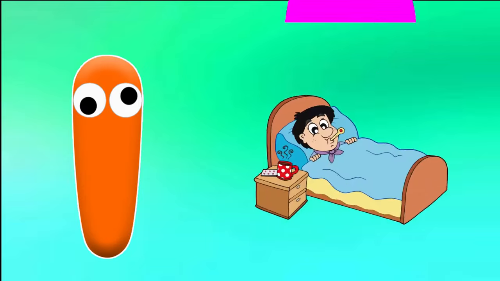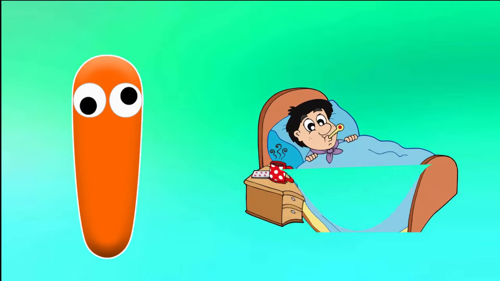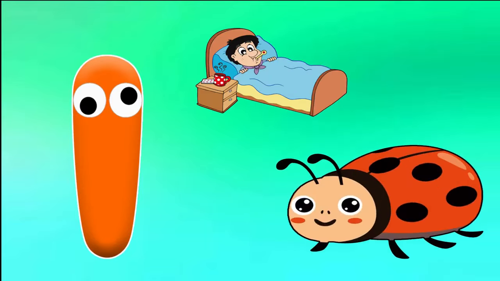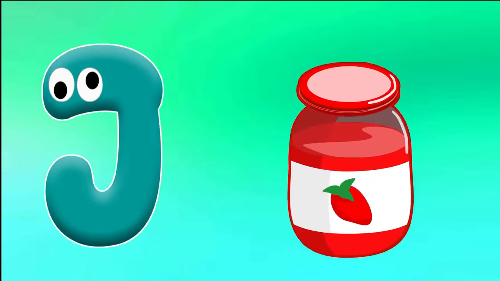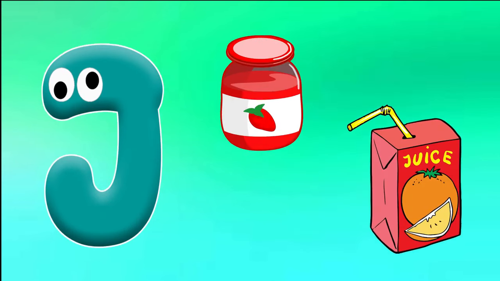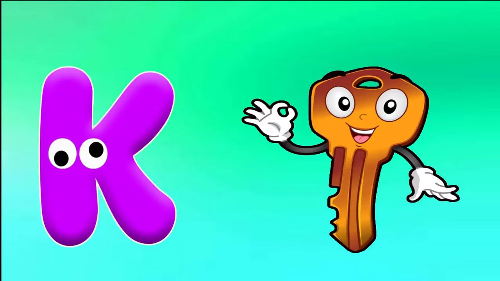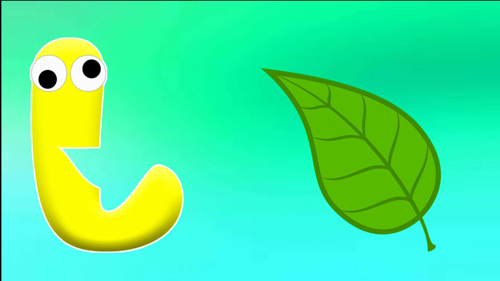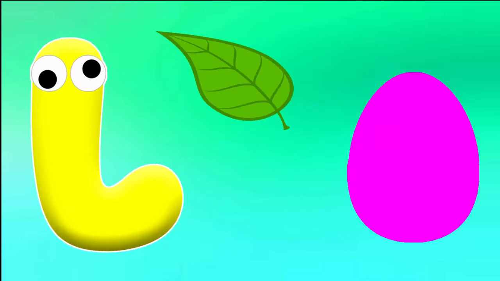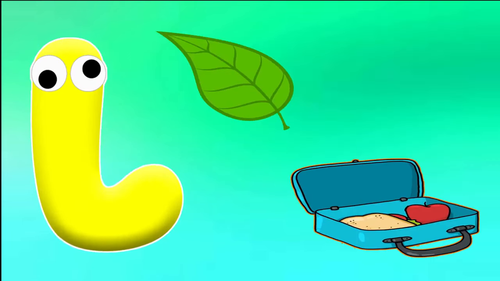I is for ill, ill. I is for insect, insect. J is for jam, jam. J is for juice, juice. K is for key, key. K is for king, king. L is for leaf, leaf. L is for lunch, lunch.